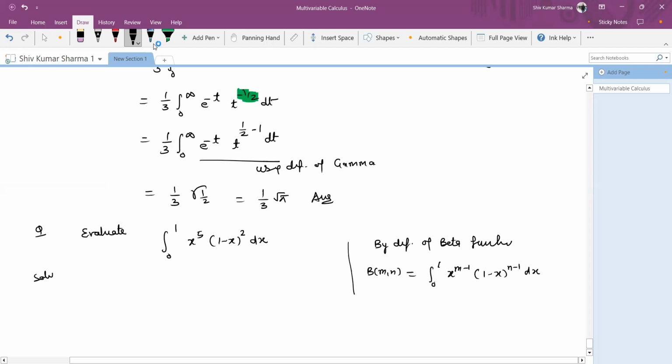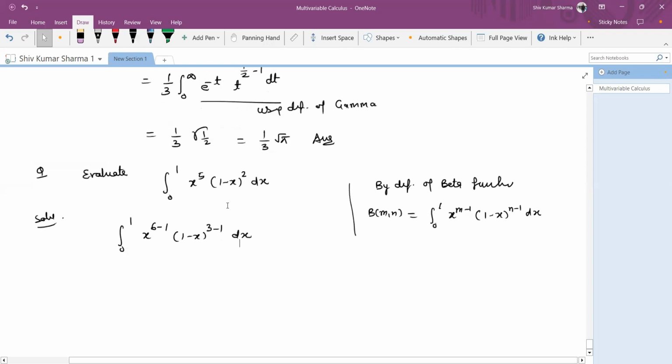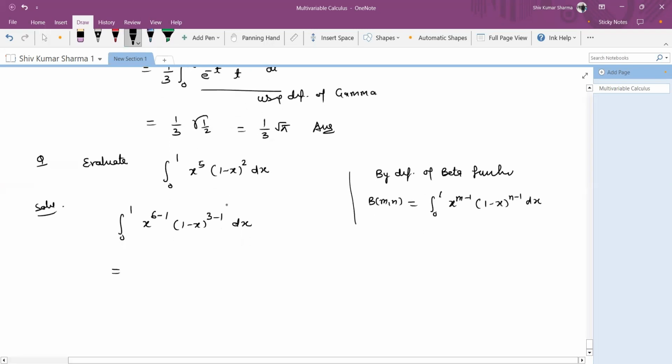So when we do the solution, we write this integral into definition form. We write down x raised to the power 6 minus 1 into 1 minus x raised to the power 3 minus 1 into dx. So this integral is equal to beta 6 comma 3. Here is m, here is n, that's why we write beta mn. So similarly, this is m and this is n, so we write down 6 and 3.